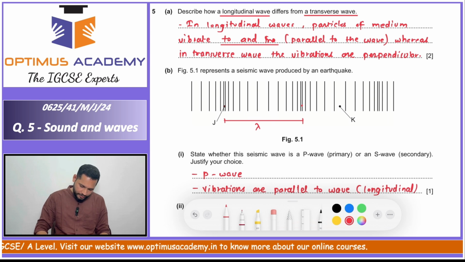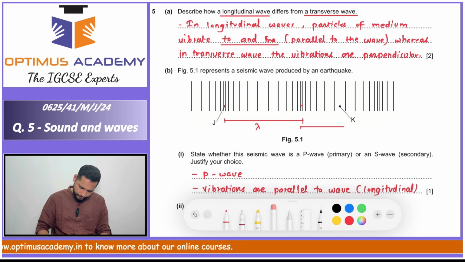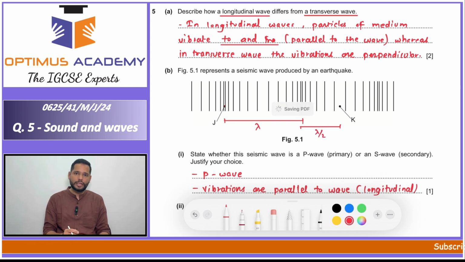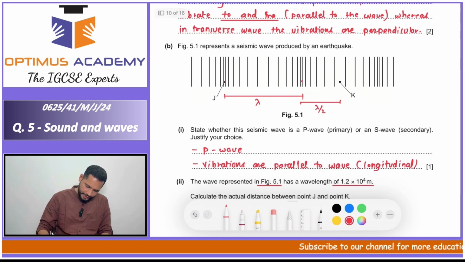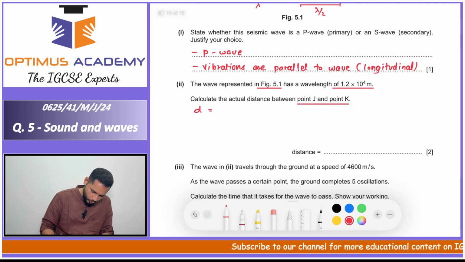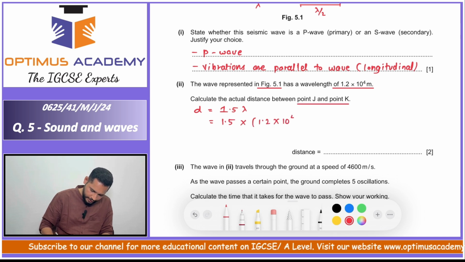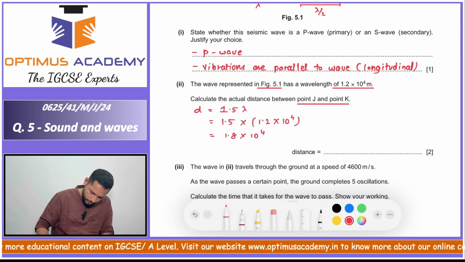The distance between one compression to the next rarefaction, which is represented by point K over here, is actually half of a wavelength. So the total distance between point J and K is 1 plus half wavelength, so we can say it is 1.5 times the wavelength. We can write the total distance is going to be 1.5 multiplied by 1.2 × 10^4, and the answer would be 1.8 × 10^4 meters.